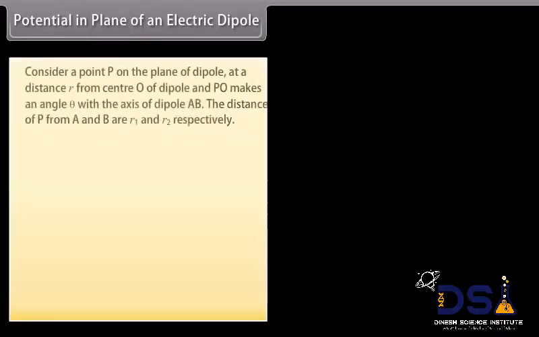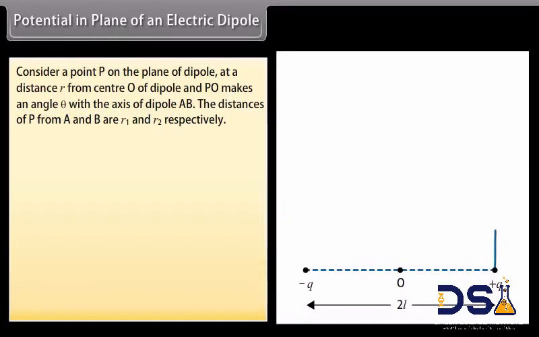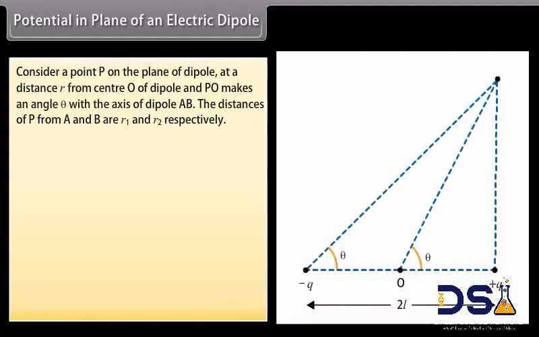Potential in plane of an electric dipole. Consider a point P on the plane of the dipole at a distance r from the center O of the dipole, and PO makes an angle theta with the axis of the dipole AB. The distances of P from A and B are R1 and R2 respectively.